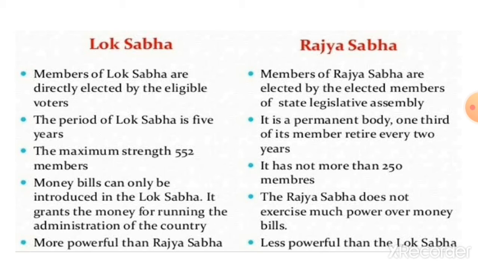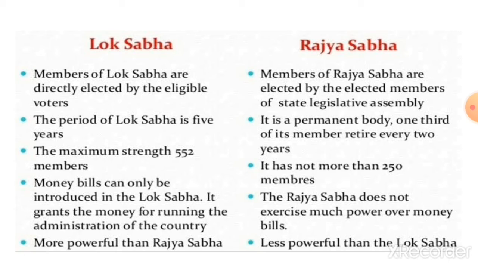Now, when I say permanent body, what does that mean? Children, after every 2 years, one third of its members retire, and new one third members are elected for Rajya Sabha. In the next 2 years, the other one third members retire and new one third members are elected. So it never gets dissolved. Now the maximum strength is 552. Actually it is 543 plus 2, because these 2 members are nominated by the president. They are the Anglo-Indians, right? What about Lok Sabha?